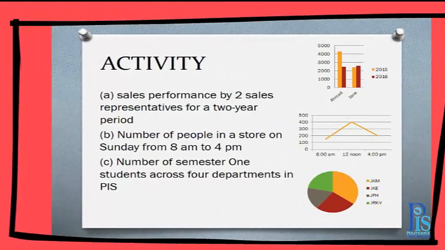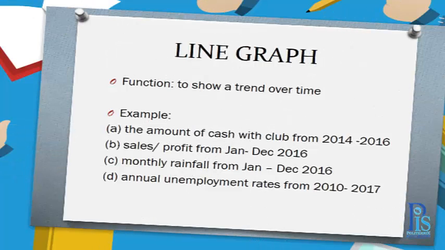How to go about it? How to choose which type of graph to use? Let us begin by looking at the line graph. What is a line graph? A line graph, which is also known as a line chart, is a type of chart used to visualize the value of something over time.